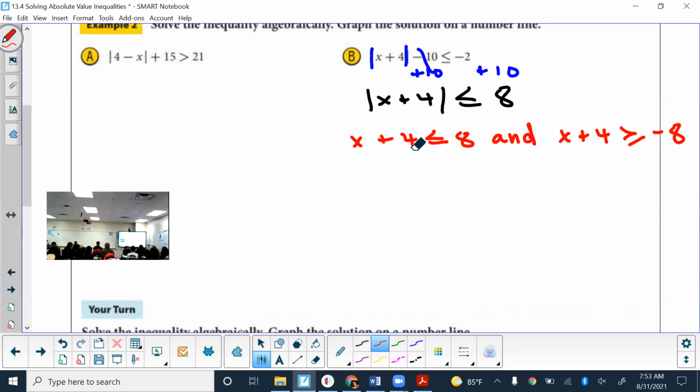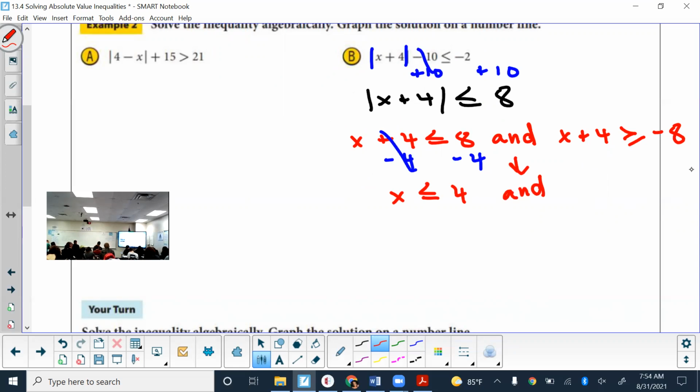All right, so over here, we need to get the x by itself. What do I do? Subtract 4 on each side. Then we have x less than or equal to what's 8 minus 4? 4. All right, bring down that and.